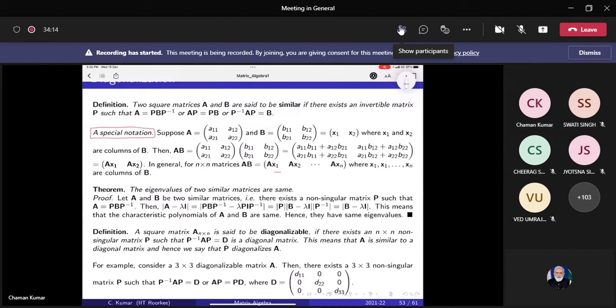Once again, the product AB is this matrix, where Ax1 is the first column of the product, Ax2 is the second column of the product, Axn is the nth column of the product, and x1, x2, xn are the first, second, and nth column of the matrix B. So this should be x2, another typing mistake. Okay, this should be x2. Fine.